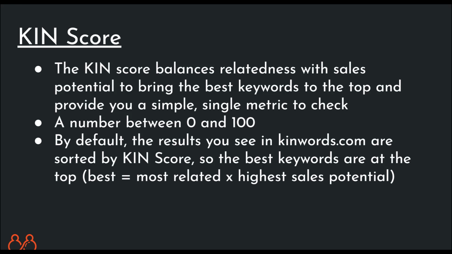By default, the results you see in keywords are actually sorted by kin score, so the best keywords are at the top. And here, when I say best keywords, best in this case means, once again, a combination of most related times the highest sales potential. So the keywords that are most related but also have a high sales potential are the ones that are surfaced, the ones that are brought to the top, and the ones you should consider for your campaigns.